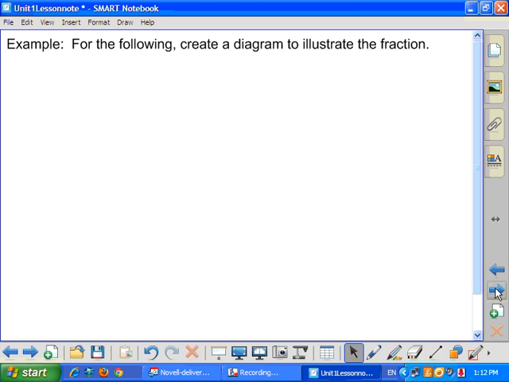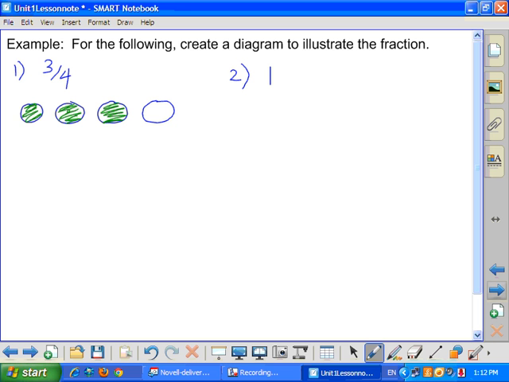So for the following, I want you to create a diagram. So if I give you a picture, so let's say 3/4. Okay, I want you to give me a picture that would represent this. So you can be creative here. So I'll go with circles. And if I color in 3 circles, 3/4 of the circles have been colored in. Okay. Now what about 1 1/3? So the question is, how many shapes are going to be needed here?